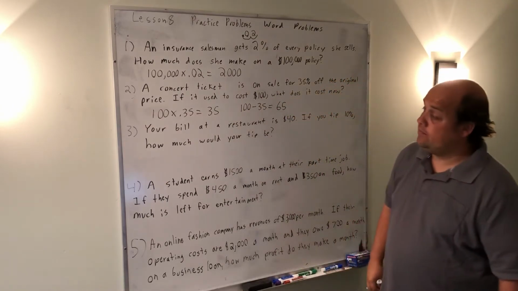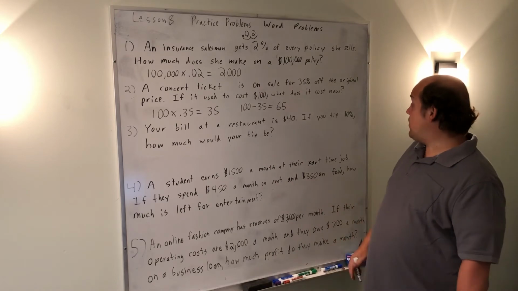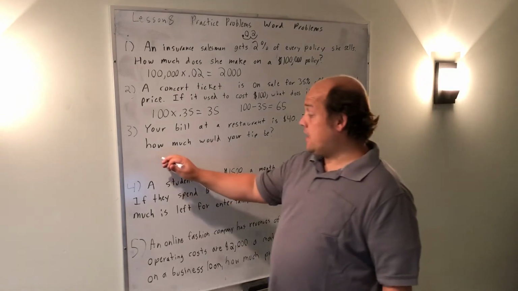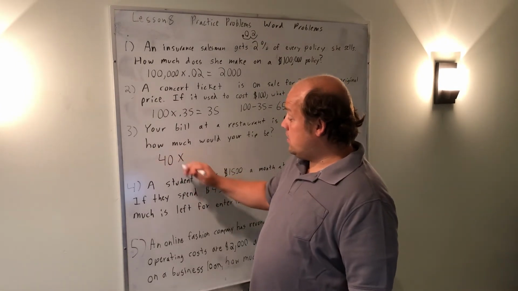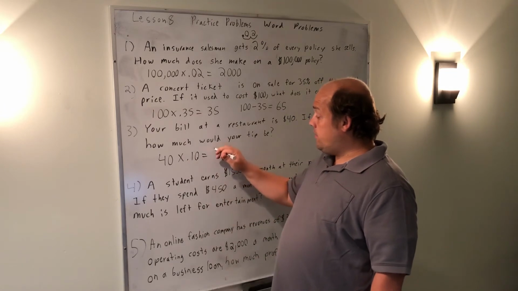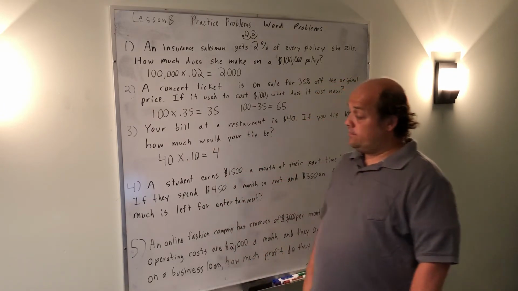In problem 3, the bill at the restaurant is $40. We're going to tip 10%, so we're going to take the amount of the bill, 40, times the percent as a decimal, 0.10, and that's going to tell me that our tip is going to be $4.